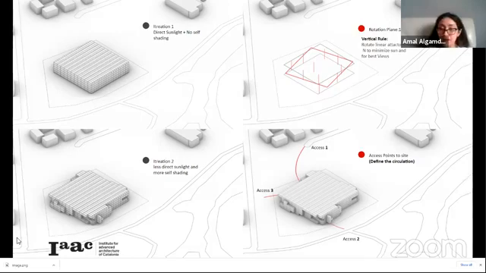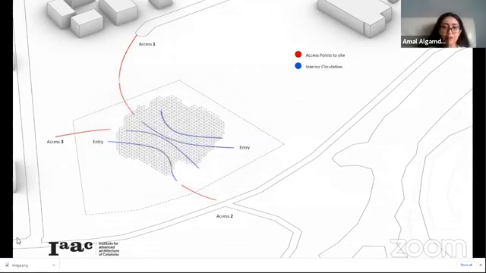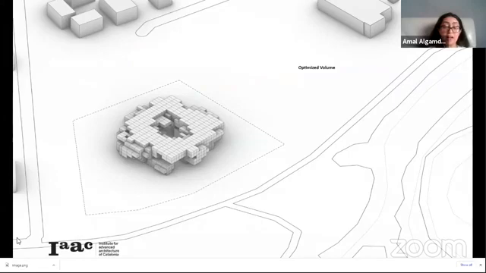Then we looked at our access points to the site to define our circulation, and that also defined our inner circulation. We wanted to uplift the ground floor for cross ventilation and wind flow. That also defined our interior circulation, and we wanted to create a vertical atrium for vertical ventilation, and this is the optimized volume. Then we took it from there.